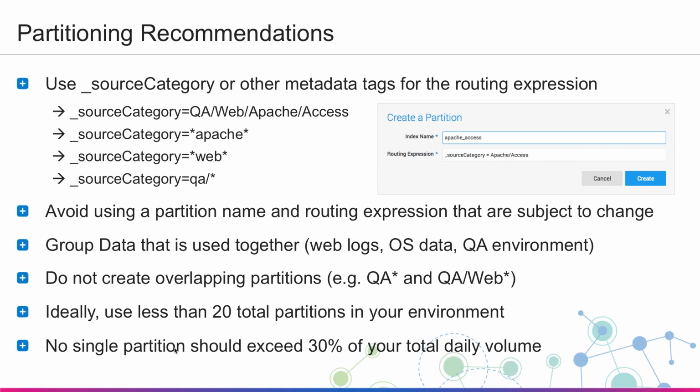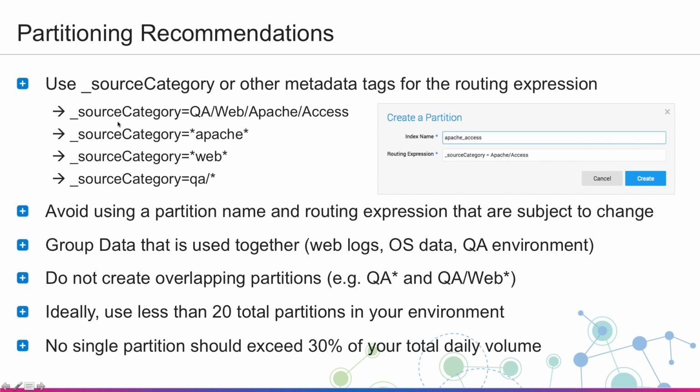Okay. What are some of our recommendations related to partitions? Well, you want to use metadata tags for your routing expression, right? So let's say that you had a source category of QA, Web, Apache Access. Well, you can actually create partitions that would include this data in several different ways, right?